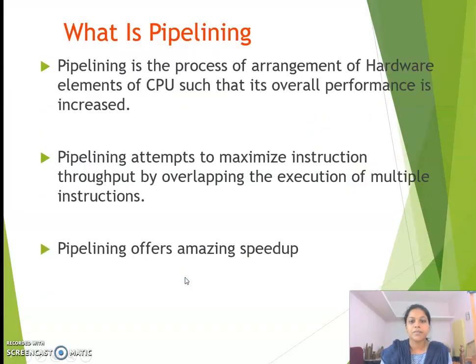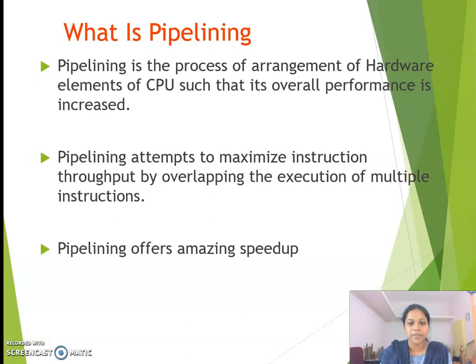Pipelining is the process of arranging the hardware components of the CPU such that the performance of the CPU is increased. As we all know, the CPU is completely a hardware component, and each component has its own functionality. We are going to arrange the components of the CPU in such a way that we utilize the CPU to the fullest, to its maximum efficiency. So how are we going to bring the maximum efficiency out of the CPU?